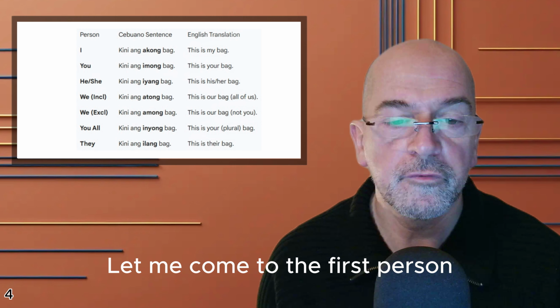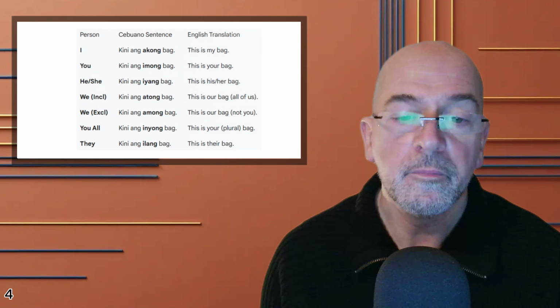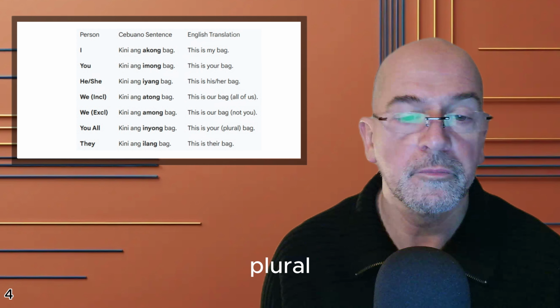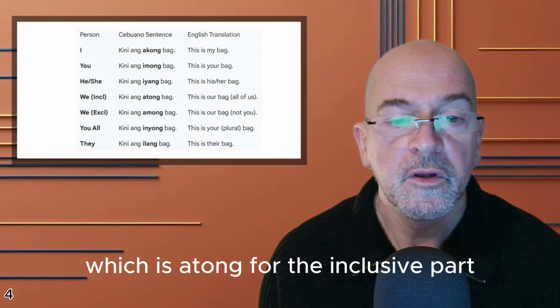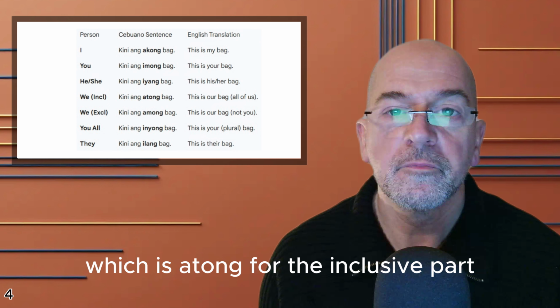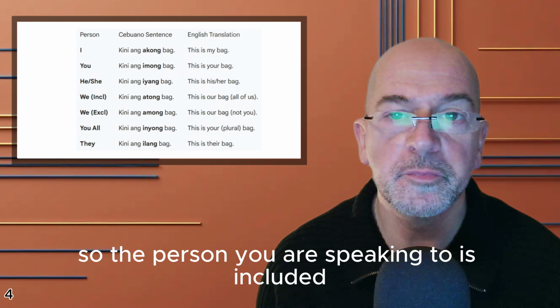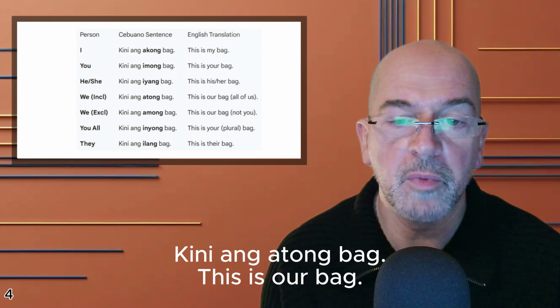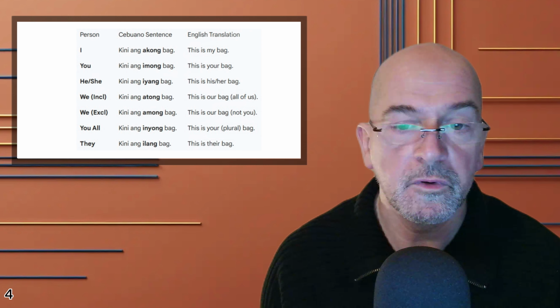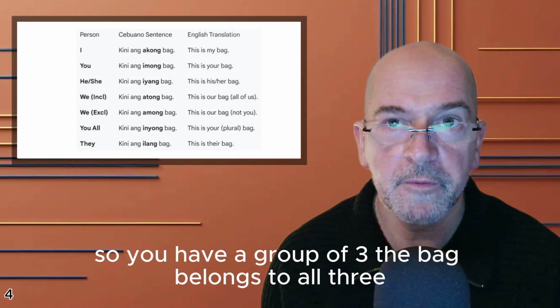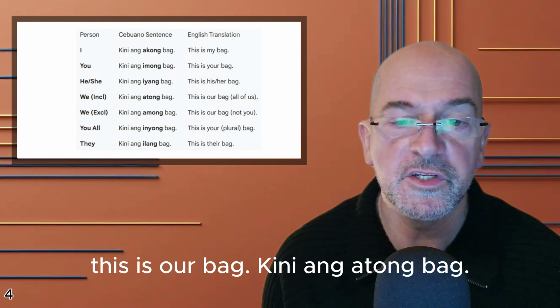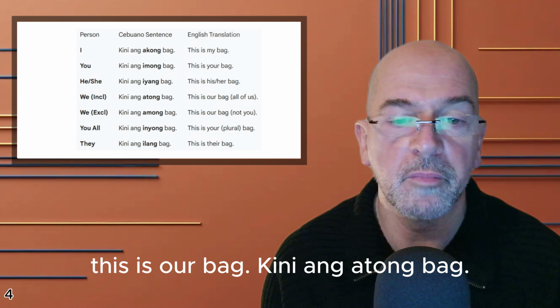Then we come to the first person plural, which is atong, for the inclusive part. So the person you are speaking to is included in the group. When you mean we, and the person you are speaking to is included, then you use atong. Kini ang atong bag. This is our bag. All of us. Say you have a group of three. The bag belongs to all three. This is our bag.